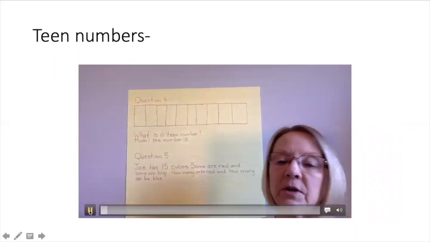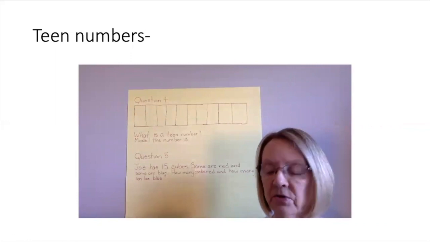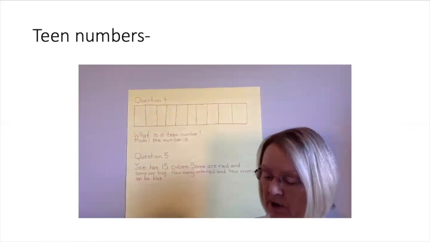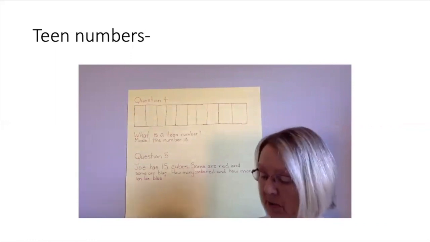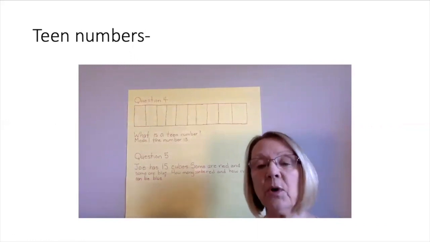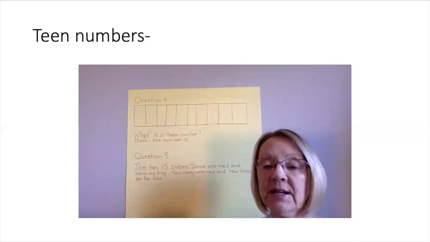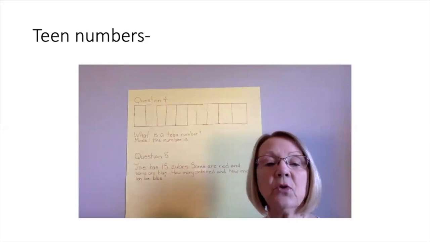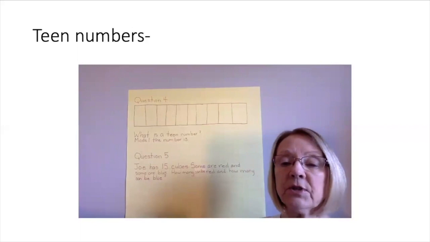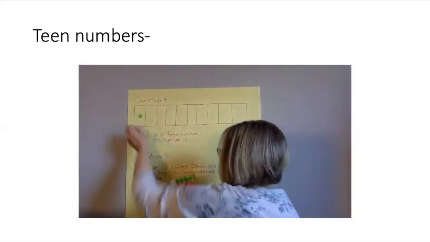Boys and girls, this is question 4 that you will see in your packet. So here is an example of how to do question 4. It says, what is a team number? And we know that a team number is counting numbers that represent 10 and some number of ones from 1 to 9. And when we talk about it, we usually say a 10 and some more. So the question here is to model the number 13. So the first thing that we would do is to put in our 10 in our 10 frame.